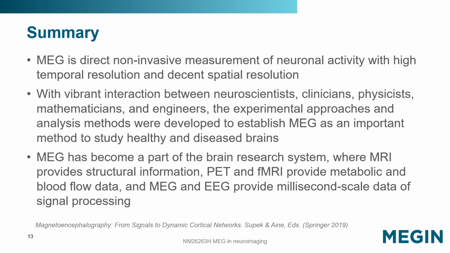To summarize, MEG is direct, non-invasive measurement of neuronal activity with high temporal resolution and decent spatial resolution. With vibrant interaction between neuroscientists, clinicians, physicists, mathematicians, and engineers, the experimental approaches and analysis methods were developed to establish MEG as an important method to study healthy and diseased brains. MEG has become a part of the brain research system, where MRI provides structural information, PET and fMRI provide metabolic and blood flow data, and MEG and EEG provide millisecond scale data of signal processing.